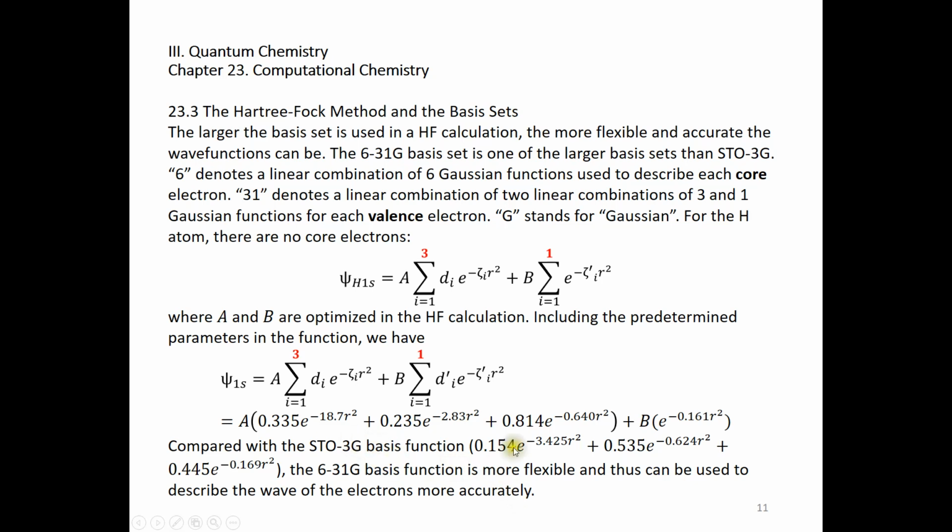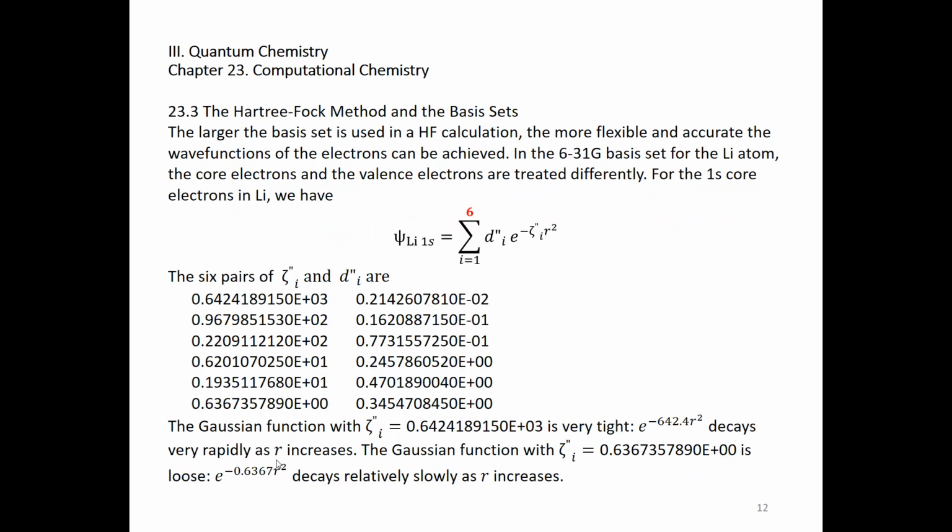Well, not only do we have more Gaussian functions, but also remember this: the values of A and B can be optimized in the calculation, while in STO-3G all parameters are predetermined. So when you have more flexibility, you can always describe the electron waves more accurately. Again, the larger the basis set used in the Hartree-Fock calculation, the more flexible and accurate the wave functions of the electrons can be. And also, if you have more parameters to be optimized in the calculation, then we have more flexibility and more accuracy.